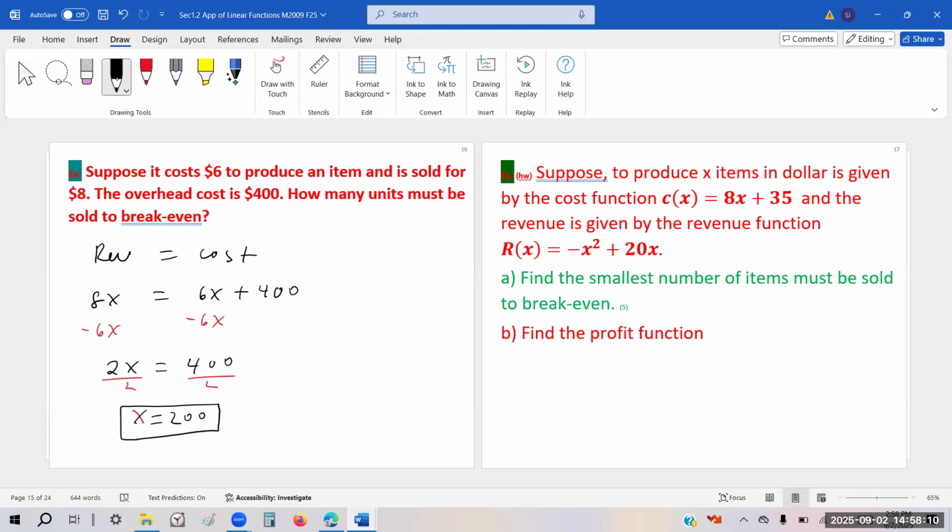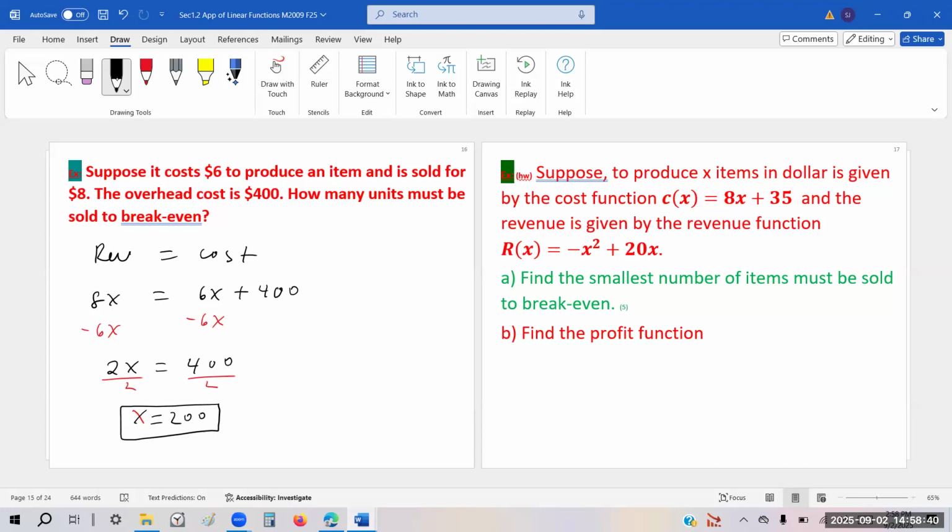What's the formula for profit? So profit is revenue minus cost. You have to have your format: revenue first, and then you're subtracting cost. You cannot do cost minus revenue. Cost minus revenue will give you negative profit, which you don't want in your life. It means you're losing money. So it has to be revenue minus cost.